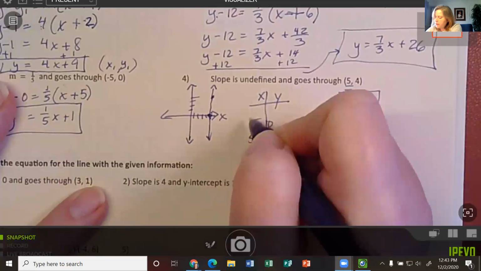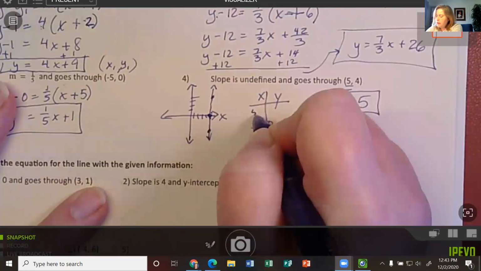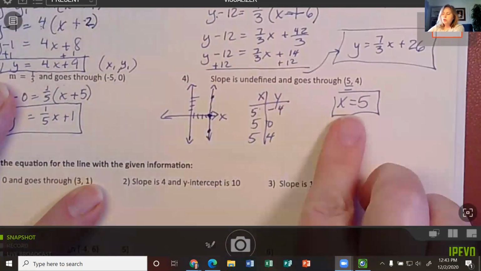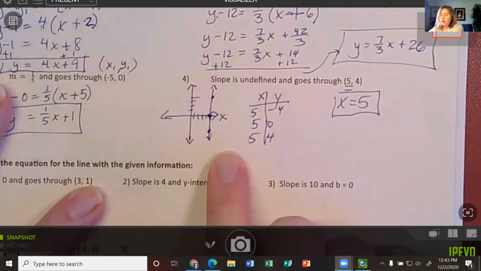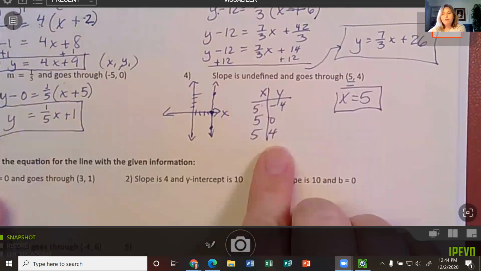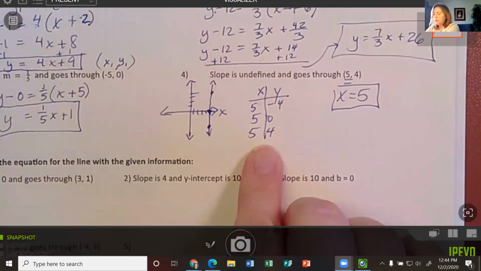This point is, let's do 5, -4. And you'll notice all of the x values are equal to 5. So the equation of a vertical line goes through the x-axis at 5, and all of the x values are 5. And this table of values is just an aid to help you. You don't have to write that, but it is just something to help you if you need something more spelled out.